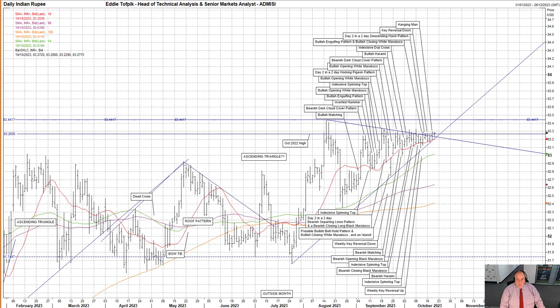US dollar against the Indian rupee. A hanging man pattern and a second bullish white soldier yesterday as the market breached both the October 2022 high at 83.27 and the previously breached but so far unbroken mid-August to date downtrend, currently at 83.23.